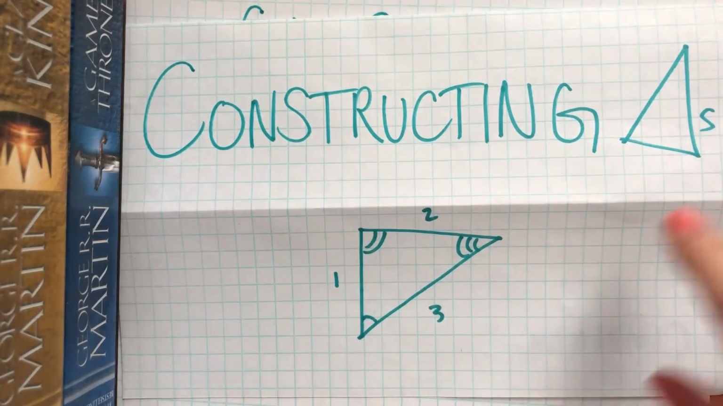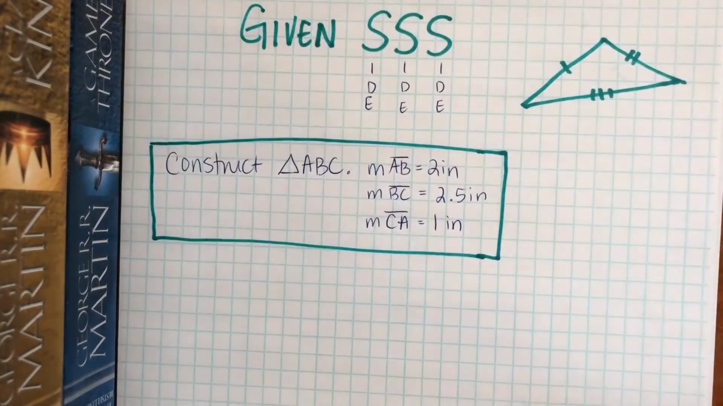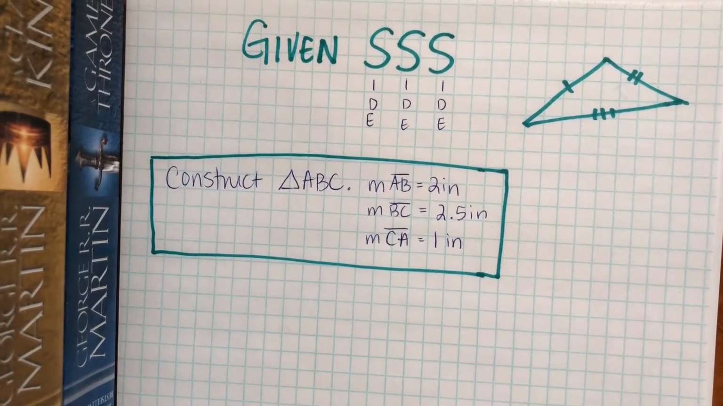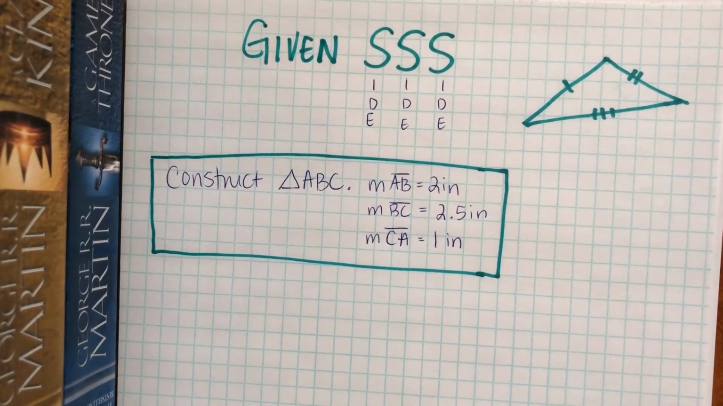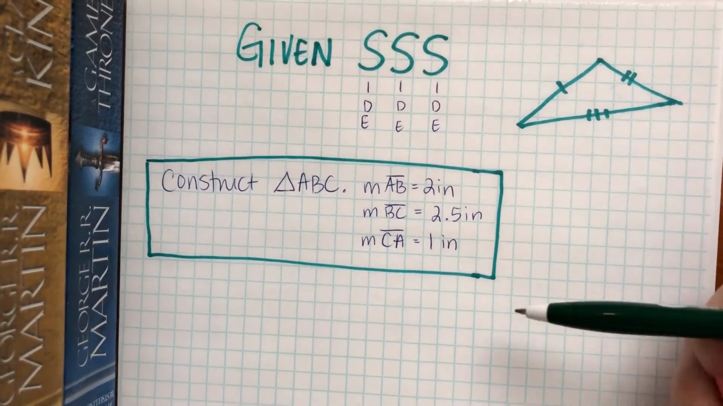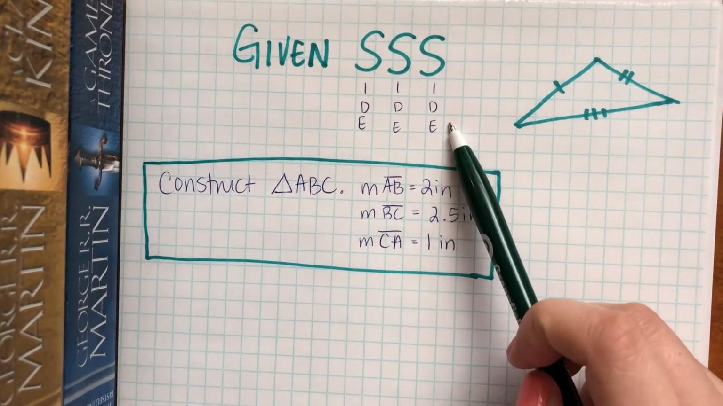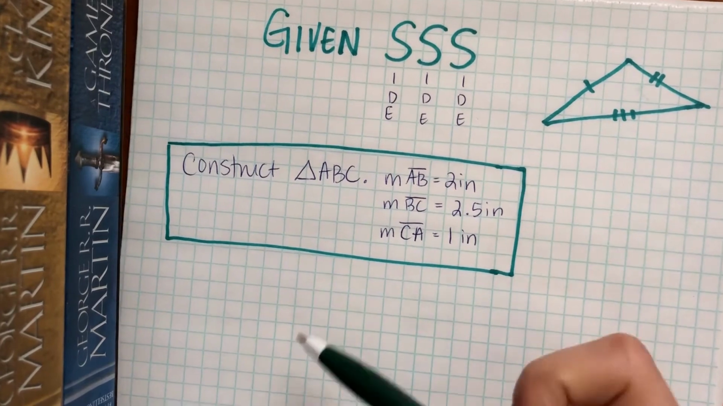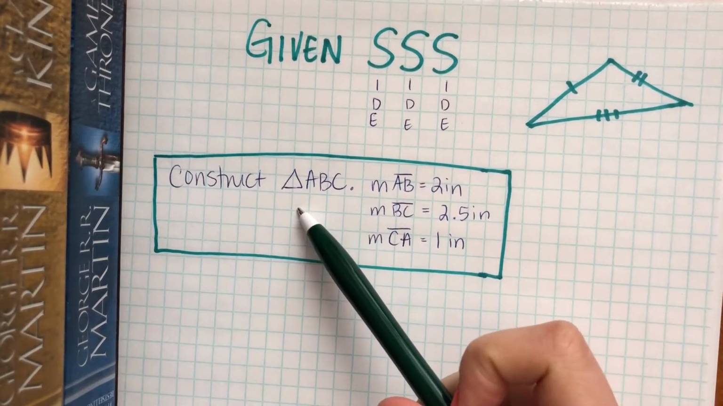The first video in our Constructing Triangles series is what to do when you're given a triangle with 3 side lengths and you have to make it. So I call that being given side, side, side, or SSS. Our job is going to be to construct triangle ABC.